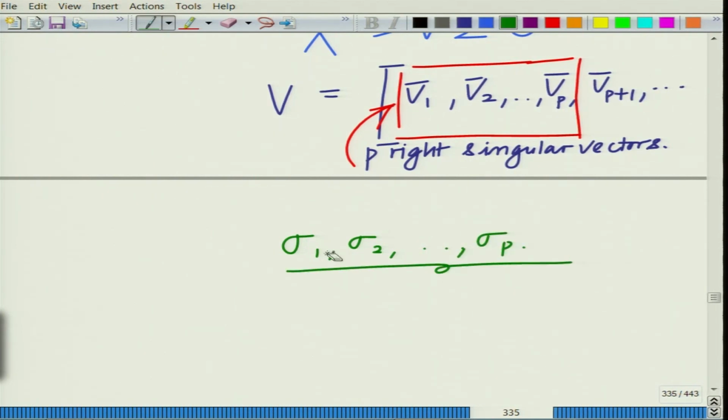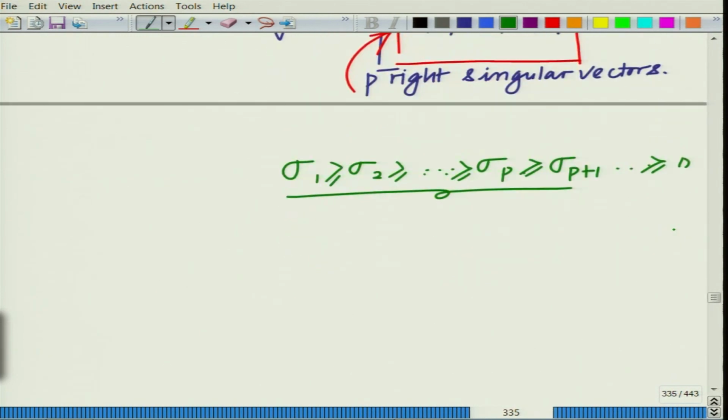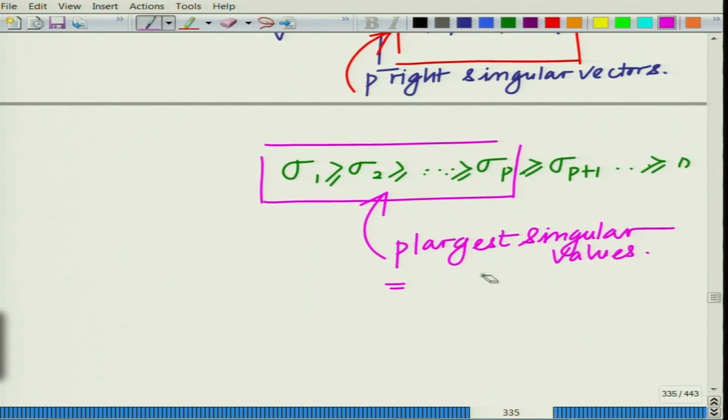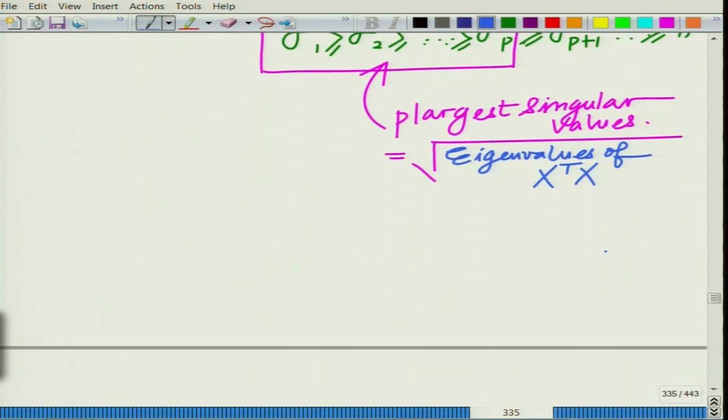Because remember, the singular values are arranged in decreasing order. So, we have sigma 1 greater than or equal to sigma 2, greater than or equal to sigma p plus 1, and all of them are in turn greater than or equal to 0. So, these are the p largest singular values, which are nothing but the square root of the eigenvalues of X transpose X.